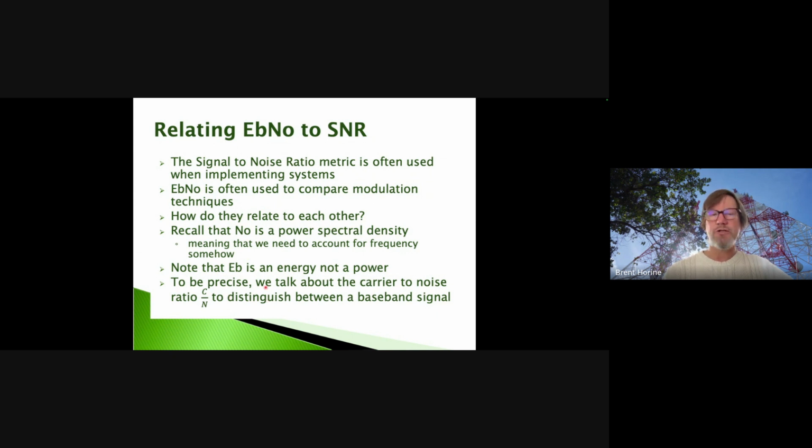Now, to be precise, when we start relating these, we'll typically talk about a carrier to noise ratio, or C over N, which is directly relatable to this signal noise ratio, but it makes sure that we're talking about it at the RF level, not at a baseband level. So this carrier to noise can be considered this SNR, but specifically at the carrier level, the RF signal that's actually going out on a channel.